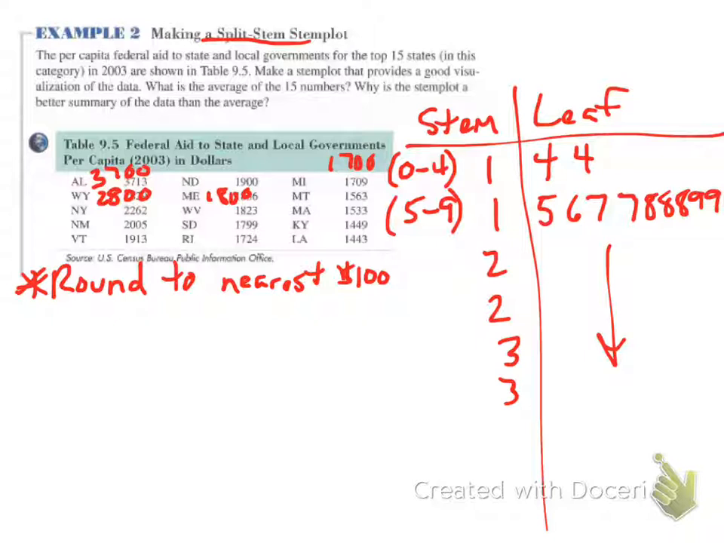Now, what I'm going to do is a split stem plot means I take one stem and I split it into two separate stems. Now, the first number is the same, 1 and 1, but the first one is only going to deal with leaves from 0 to 4. The second one is going to deal with leaves from 5 through 9. So as you can see, in the table, there's only two values that are between $1,000 and $1,400, 4 and 4. Now, there are several that are between $1,500 and $1,900, okay?